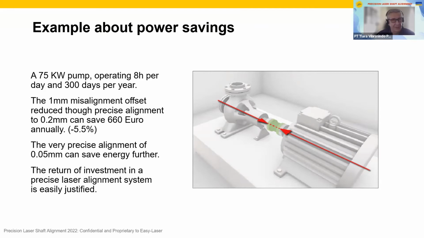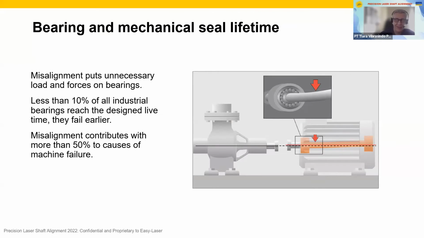And it's not the only saving potential we have, but by far the most severe. How about bearings and mechanical seals? The misalignment puts unnecessary load and forces on bearings. In the industry today, less than 10% of all of the bearings in machines reach their designed lifetime. So they fail earlier than designed. And this means there are root causes for it. Misalignment contributes here with more than 50% to those causes of machine failure.